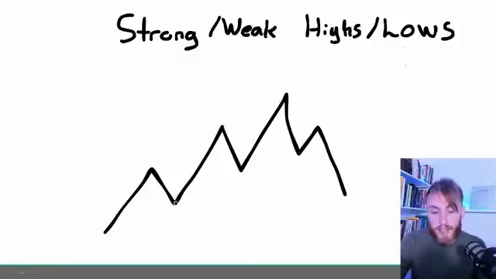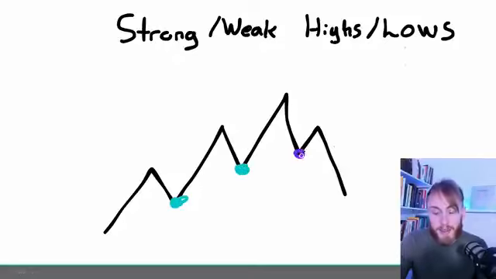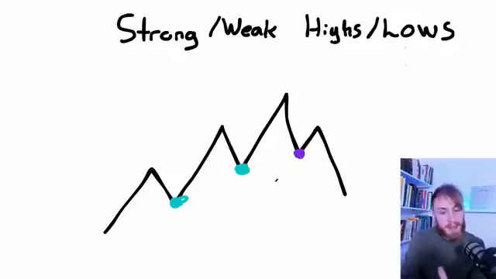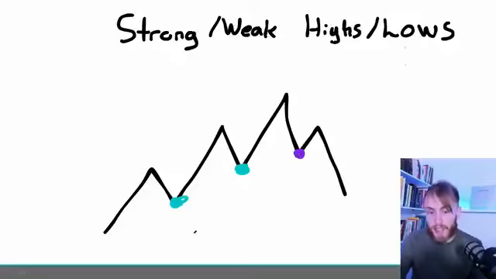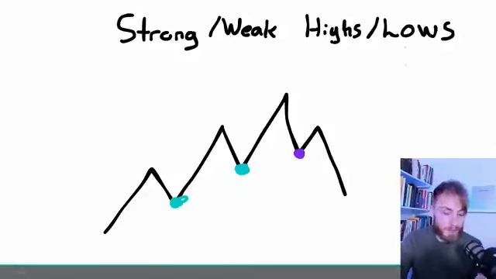And first, let me actually mark up the strong lows and let me see if you guys can find a pattern right here. So this right here is a strong low and this right here is a strong low, while this right here is a weak low. And can you find any kind of pattern between these lows? What is similar between the blue lows and what is different about the purple low?